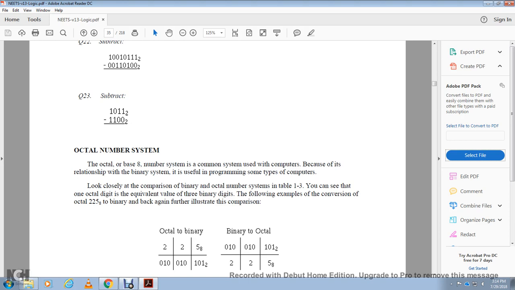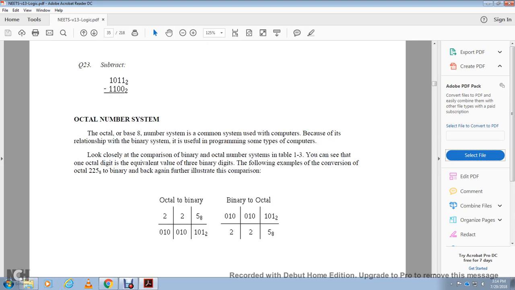Therefore, the following example of the conversion of octal 225 with the base of 8 to binary further illustrates the comparison. Octal to binary: 2 equals 0 1 0, 2 equals 0 1 0, 5 equals 1 0 1. So 225 base 8 equals 010010101 base 2. Binary to octal: 010 010 101 gives 2 2 5 base 8.